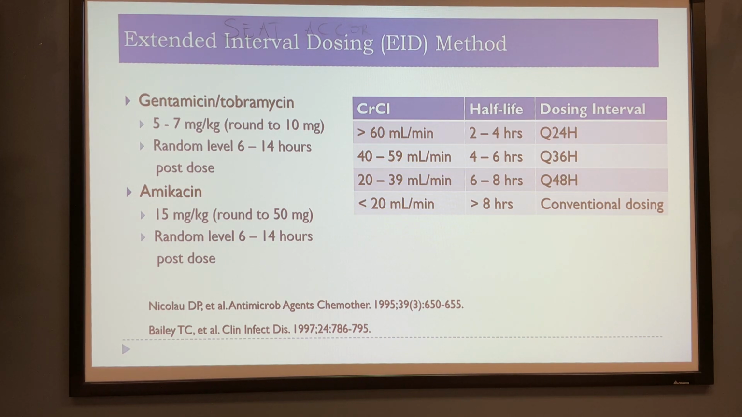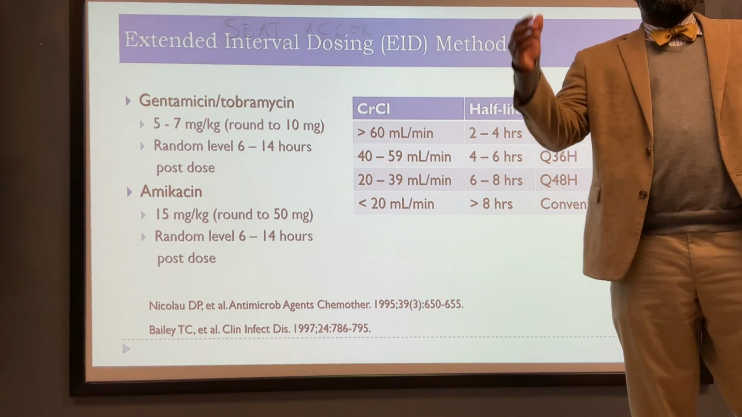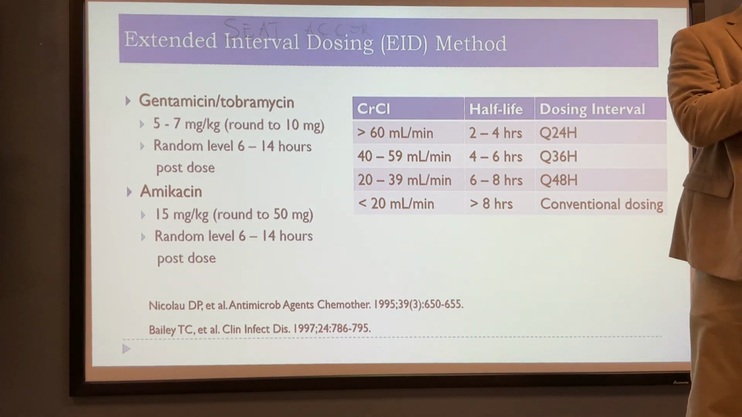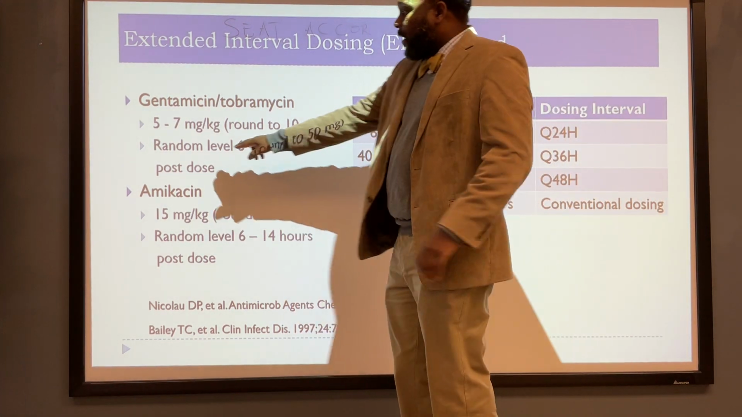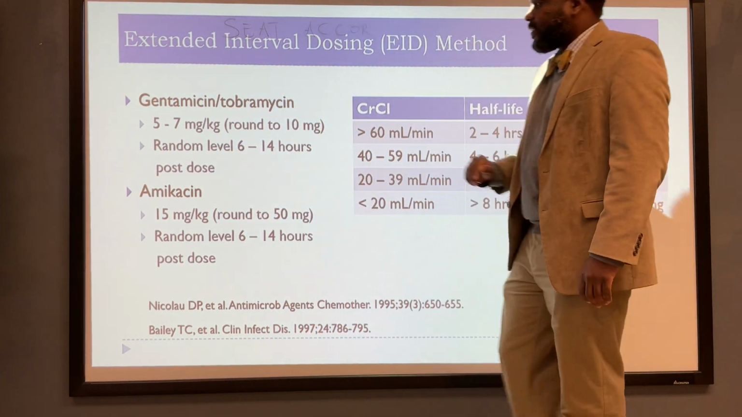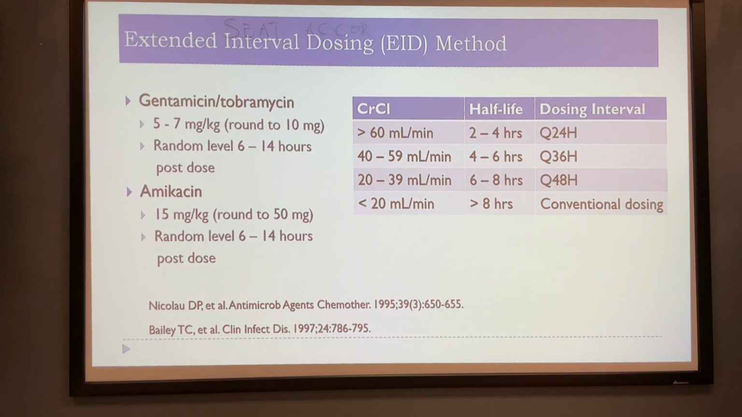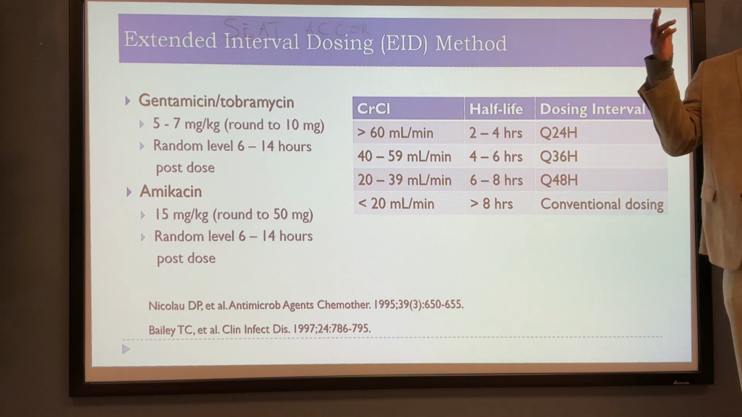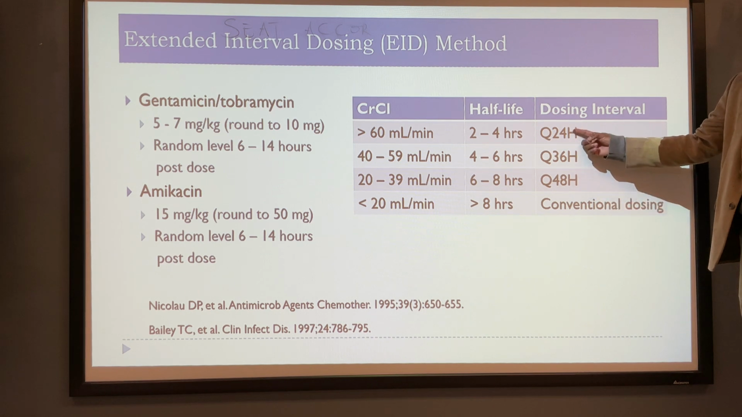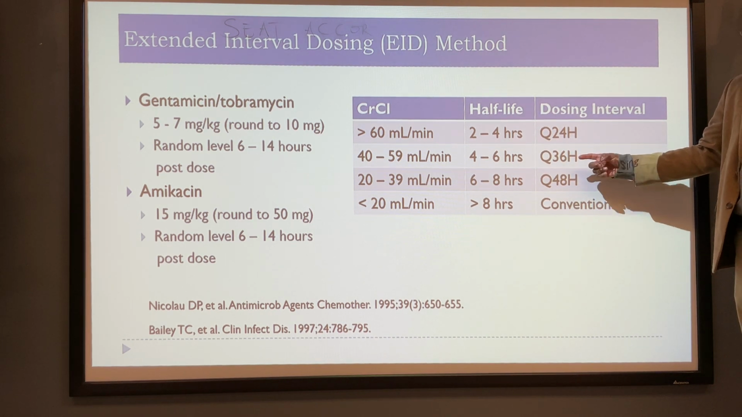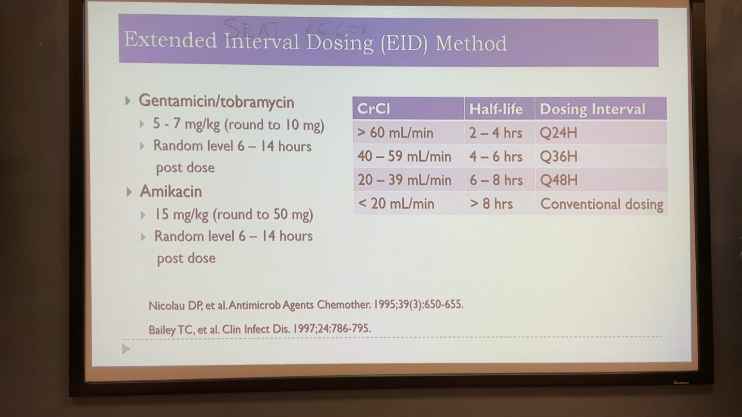Okay? Here's the other thing that I want to highlight. Remember I said decreased monitoring? We don't have to worry about these peaks and troughs that we have to do. You take a random level, 6 to 14 hours post-dose. So you take one level, 6 to 14 hours post-dose, to verify if we need to keep it at Q24, 36, 48, or switch over to conventional.